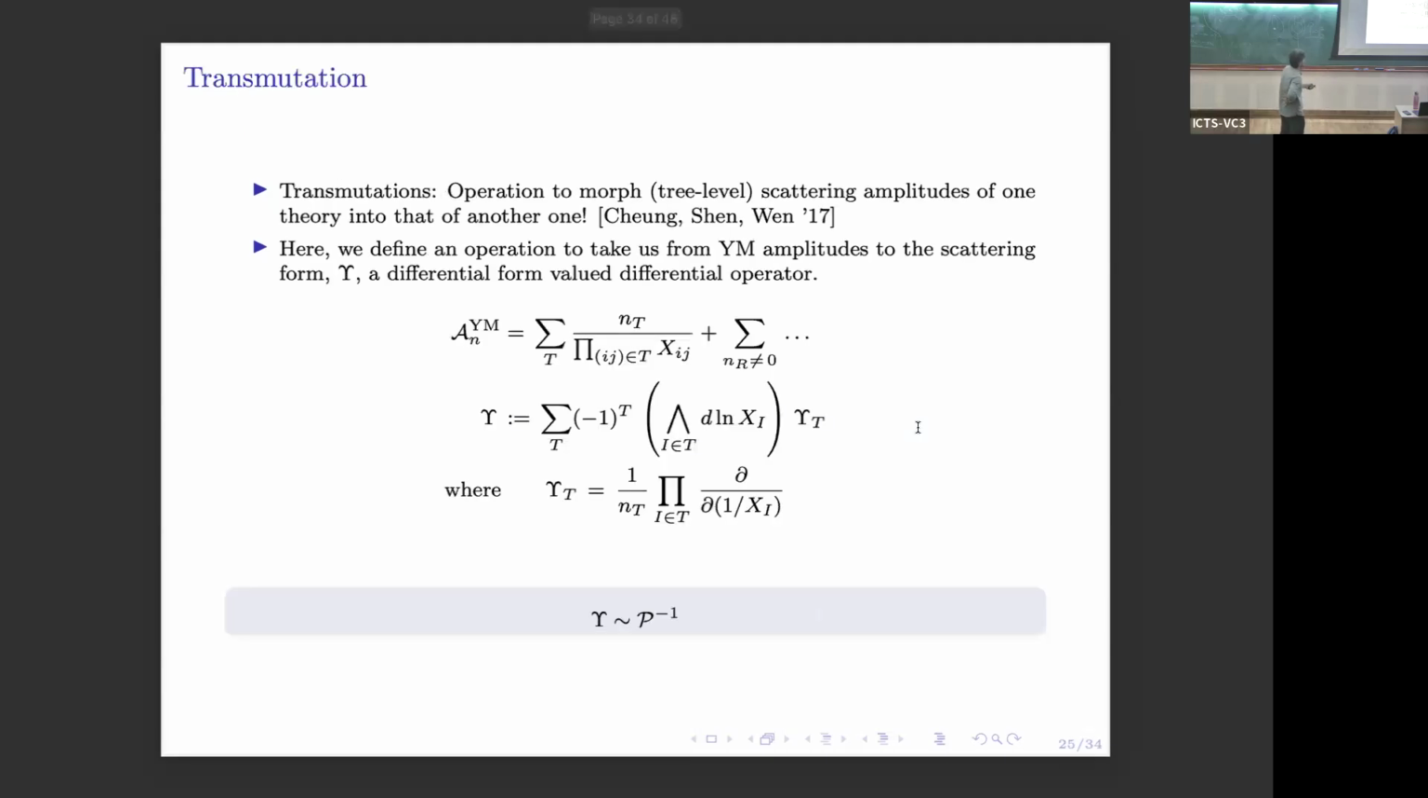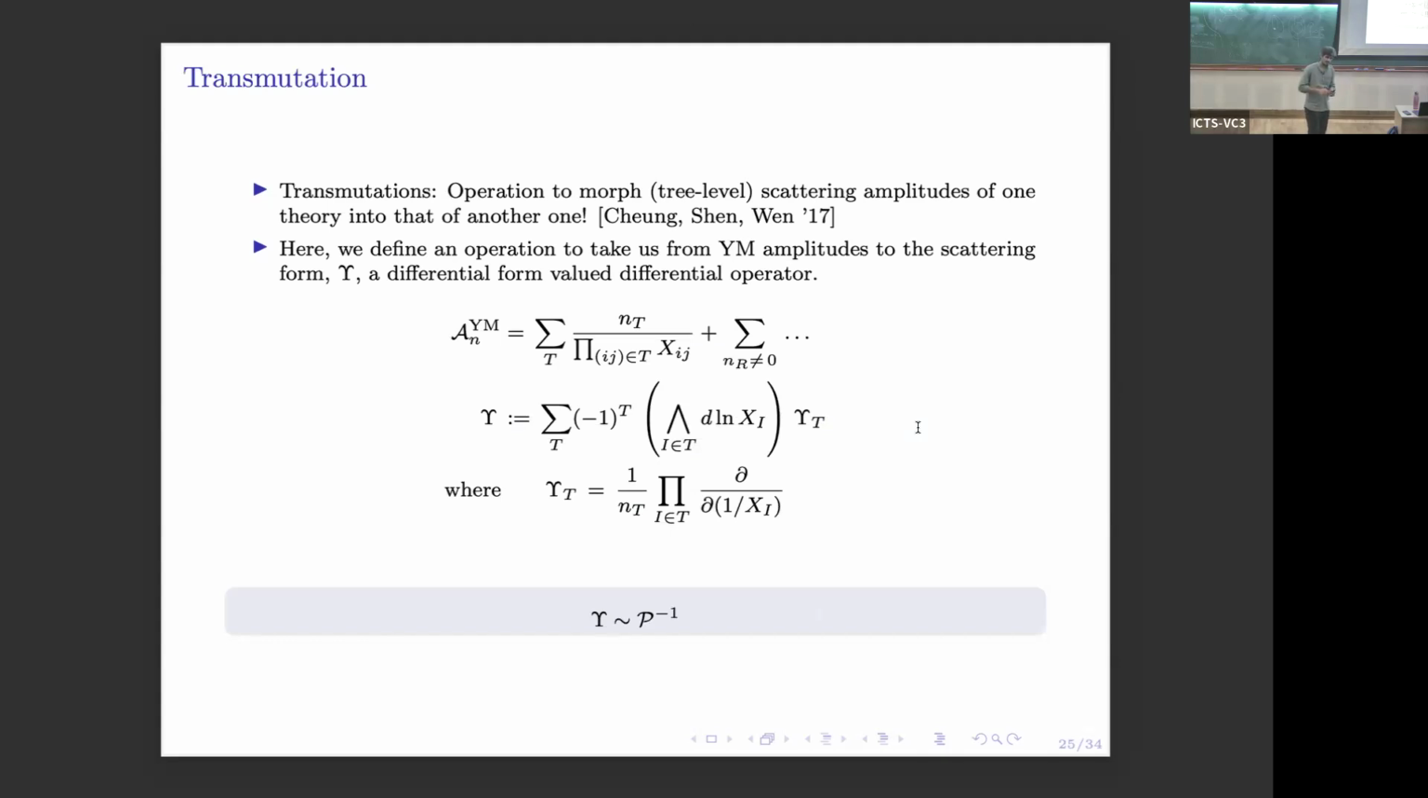Okay. So just one final thing, that transmutation. So this is some operation that was defined to take the tree-level scattering amplitudes of one theory back into another one. This is by Chung, Shen, and Wen in 2017. So the idea is just this. And so they did it from amplitude to amplitude.